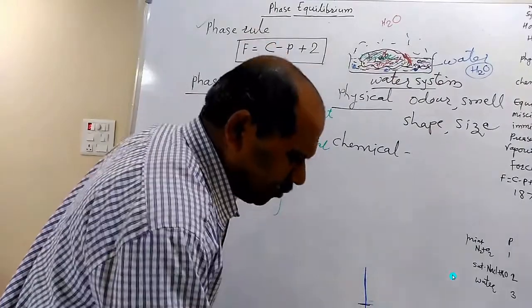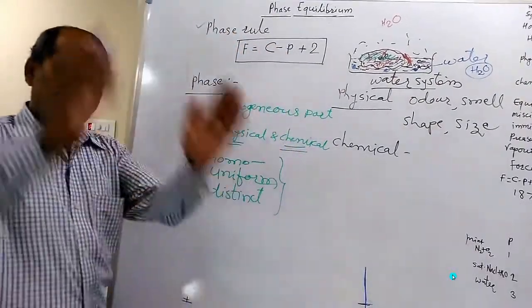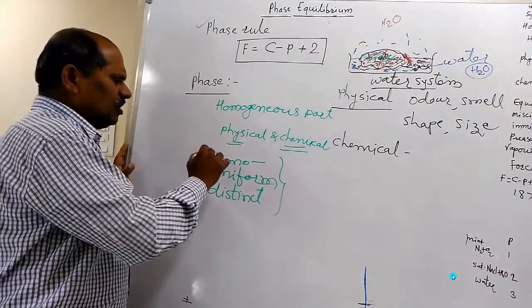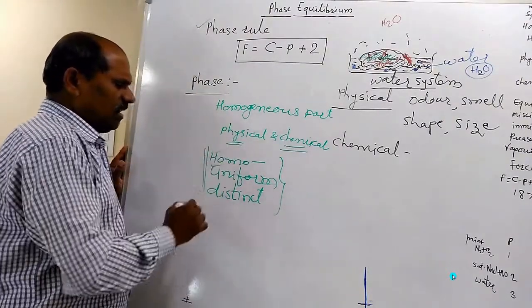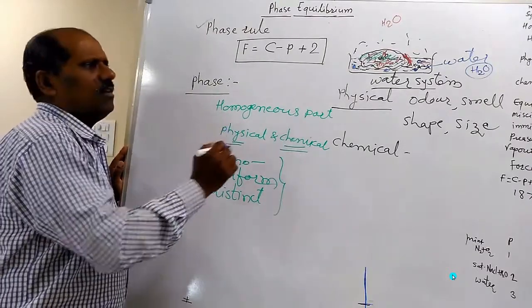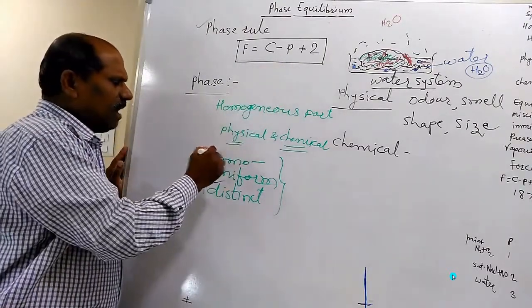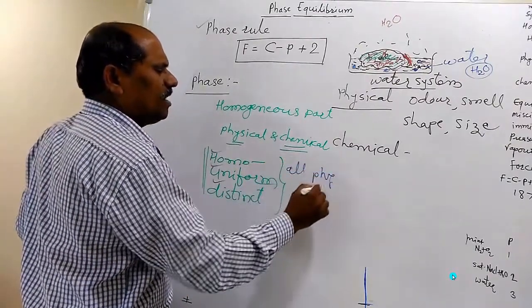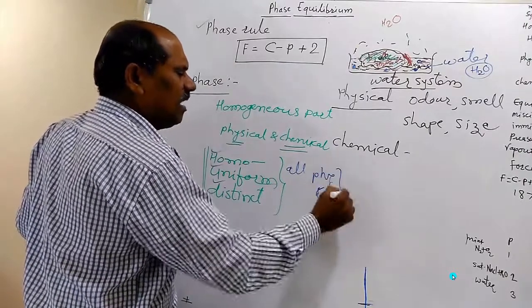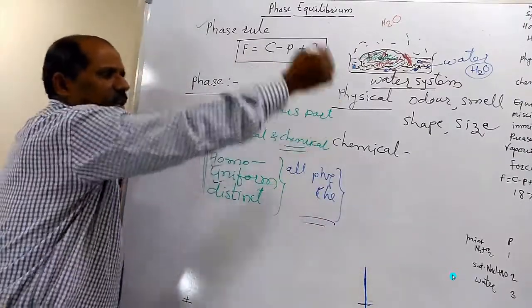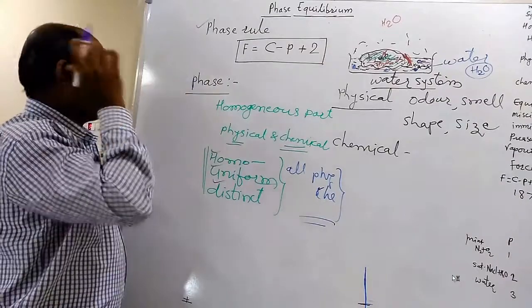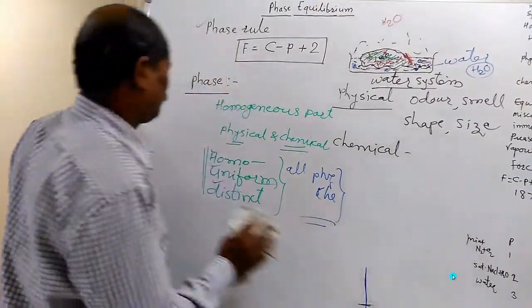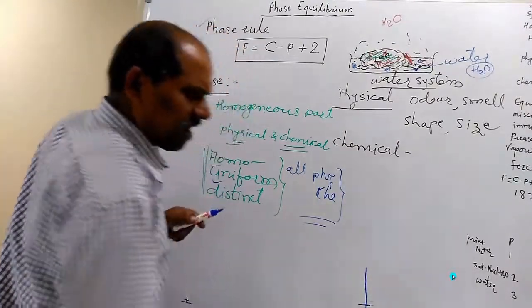Up to this point you must take into consideration: a phase is that part of the system which is homogeneous, uniform, and distinct from the other phases. That part which has all physical and chemical properties the same throughout, that part of the heterogeneous system is called a phase. For example, another example, a mixture of gases.